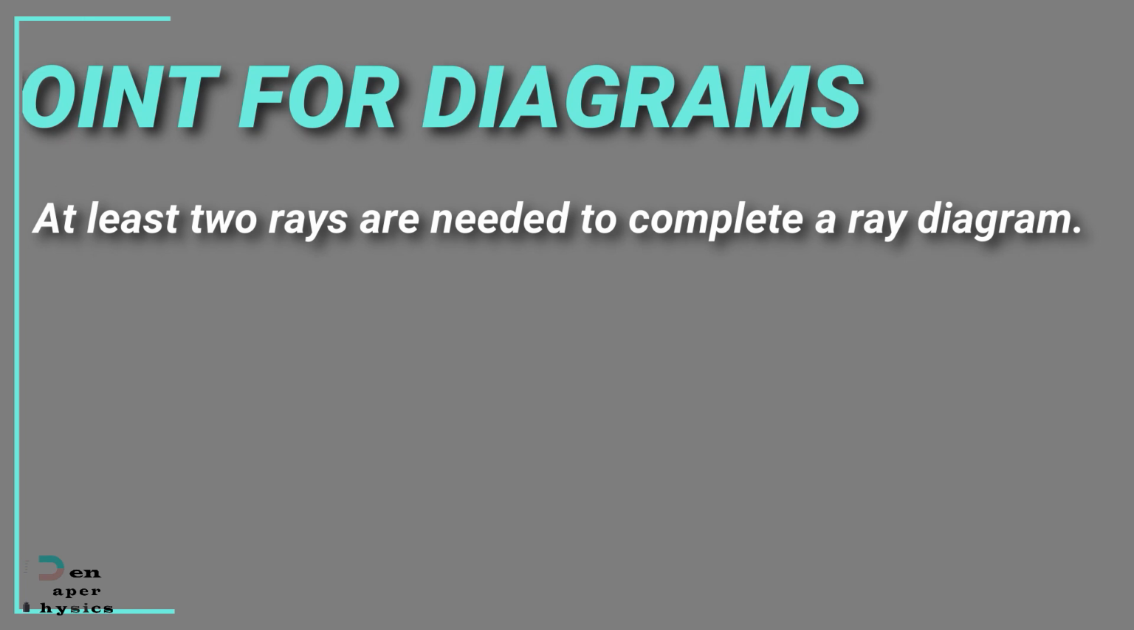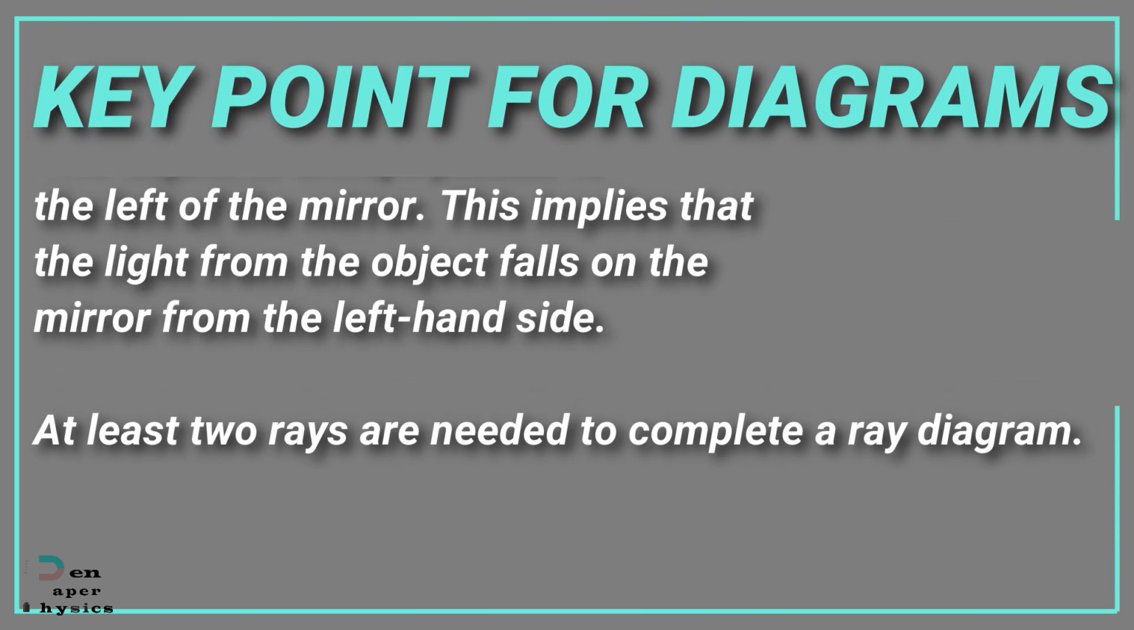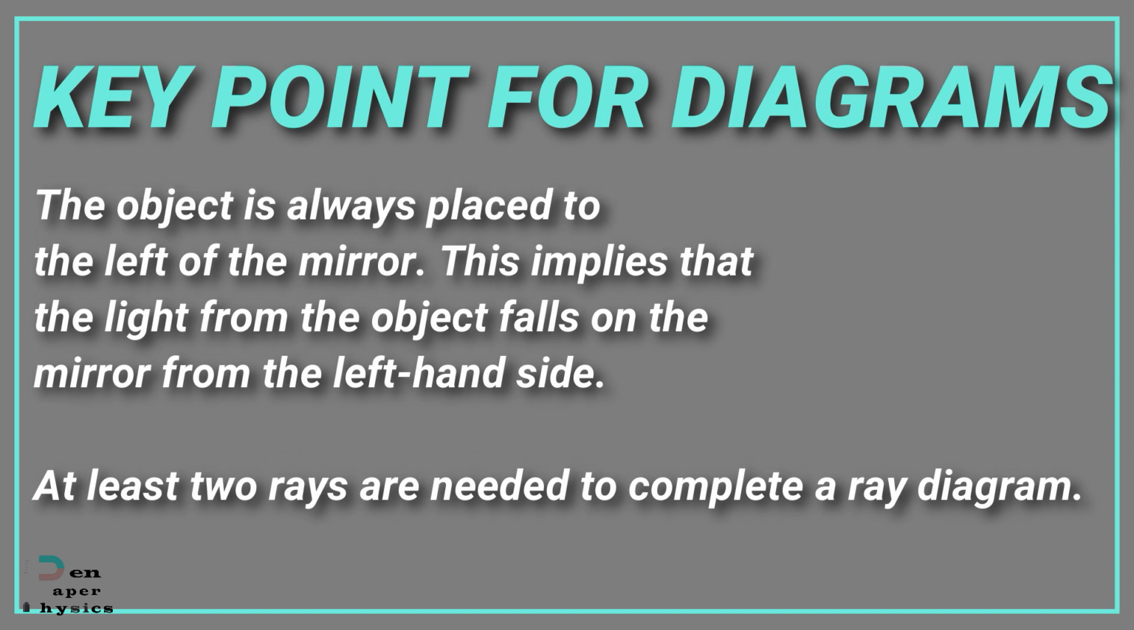Before we start with the ray diagrams and come to know how to do the ray diagrams, we will keep two key points in our mind. Number one, the object is always placed to the left of the mirror. That means the left side of a mirror is always the real side and the right side of a mirror is always the virtual side. More specifically, a light ray will always fall on a mirror from the left side.